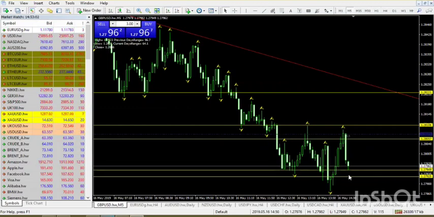Is that clear? If you see a shock here and a retracement, it's because of this.